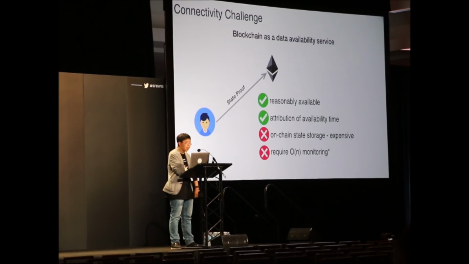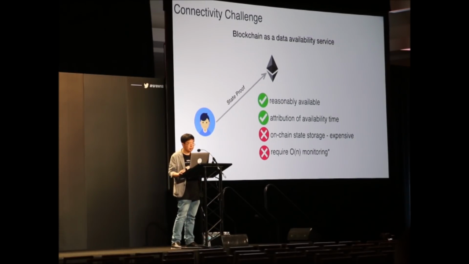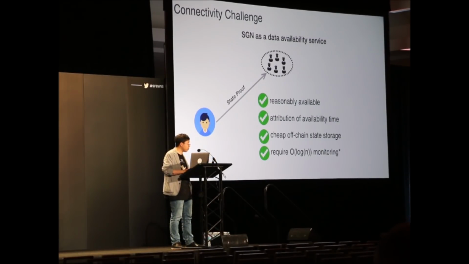So we can use the underlying blockchain as a data availability service. How to do that is that you can just submit your state proof into it. It's reasonably available for everyone. It has a very reliable attribution of availability. But the problem is that it incurs permanent on-chain storage. Therefore, it is very expensive. And it actually requires the end user to have online monitoring capability to keep monitoring the states to see who has disputed against him. So we instead write on SGN for a second time, using SGN as a data availability service.